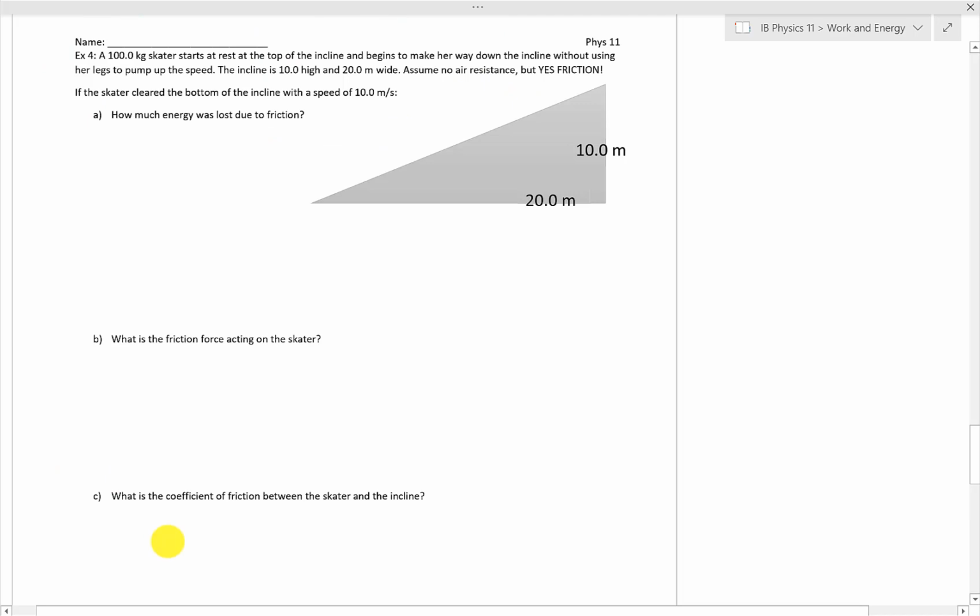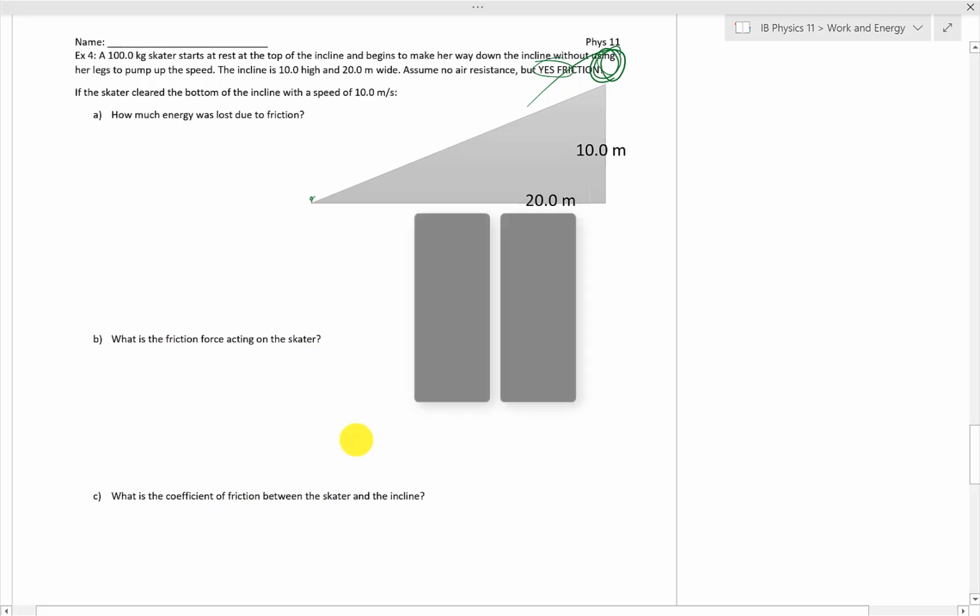Okay, so let's go over this question, and I'm going to actually get you to try this question out yourself. We have a 100-kilogram skater, who starts at the top of the incline and begins to make her way down the incline without using her legs to pump up the speed. So I'm assuming she starts off at rest and just rolls down. The incline has these following dimensions. Assume no air resistance, but there is friction. If the skater cleared the bottom of the incline with 10 meters per second, how much energy was lost? What is the force of friction? And what's the coefficient of friction between the skater and the incline?